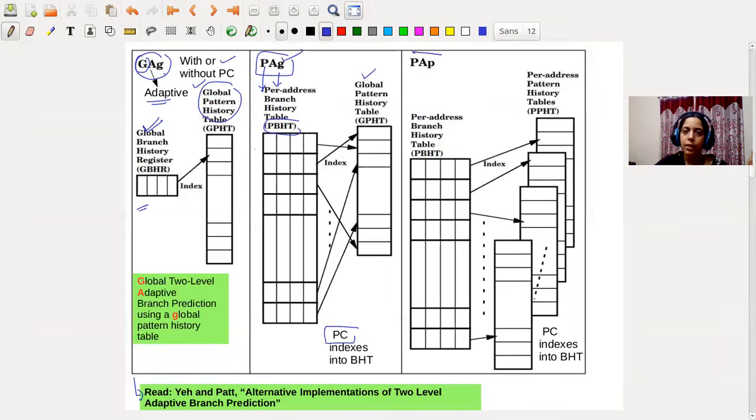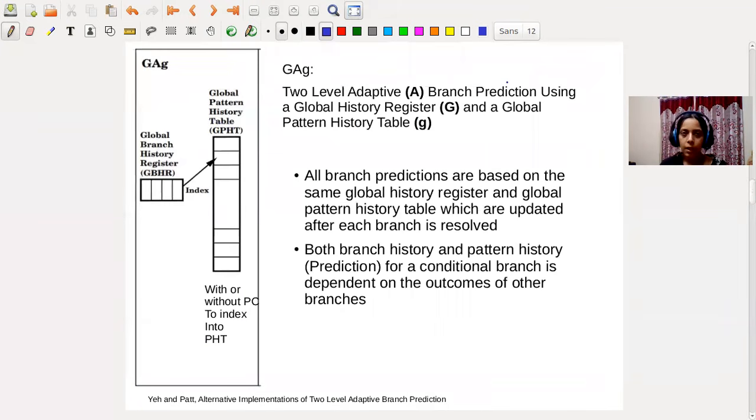You could also have another type. You could have a per-address branch history table, and you can index into separate pattern history tables. So this is going to be more complex and probably more accurate, but this is going to consume a lot of area. So I have just explained the same things here. You could also refer to this paper here.